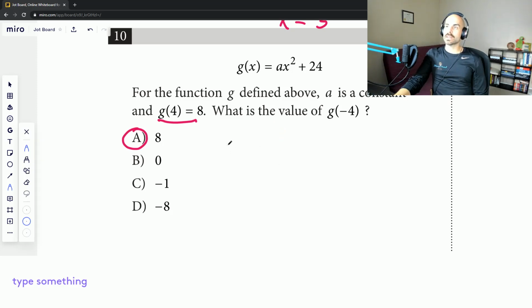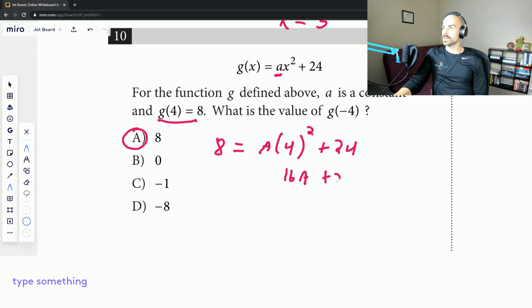Another way we can see that is that we can solve for a. We can rewrite the problem: 8 equals g of positive 4, which equals a times positive 4 squared plus 24. Then this turns into 16a plus 24 equals 8. 8 minus 24 is negative 16, which means that negative 16 equals 16a, which really means that a equals negative 1.